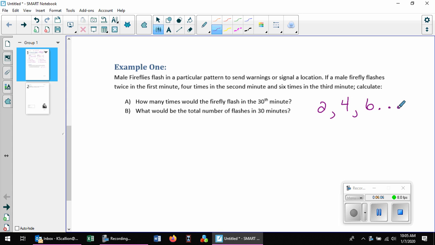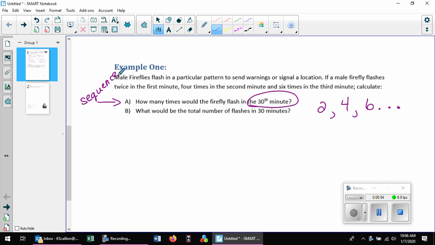So how many times would the firefly flash in the 30th minute? We are looking for the 30th minute, so this is a sequence question, like yesterday. It's asking what's happening in the 30th minute. It's not asking anything about what's happening over the entire 30 minutes. I don't know if a firefly will flash for 30 minutes, that seems like aggressive flashing. But the difference here is that both parts A and B have 30 minutes. It's just which one am I using?